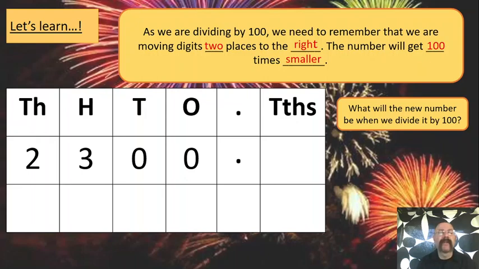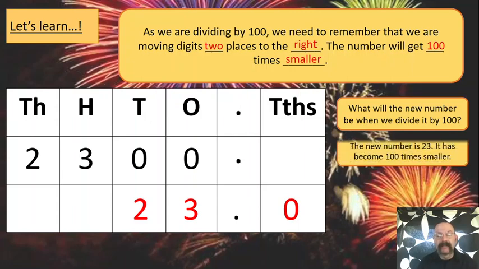Now remember the rule, each digit has to move one, is it one place or 2 places? How can we tell? When we divide by 100, we need to look at the zeros. So there are 2 zeros, so we're going to move each digit 2 places to the right. And our new number should be 23.0. Okay, so remember the 0 doesn't have a value in this case, so our answer could just be 23. Okay, and it's become 100 times smaller.